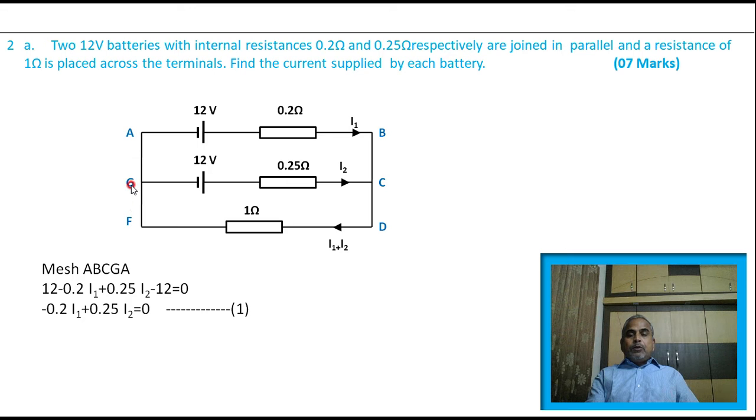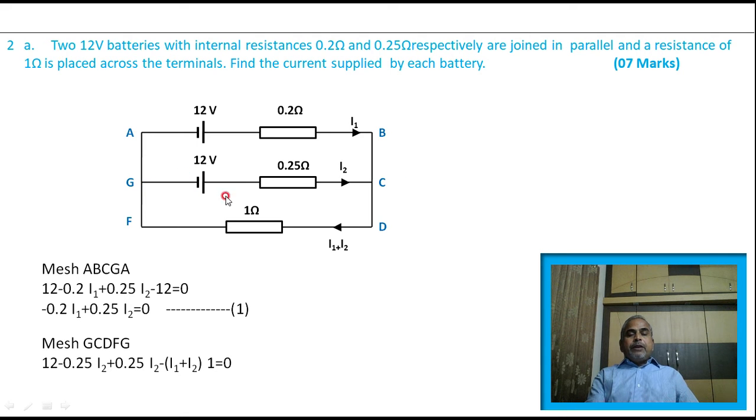Then the next loop I am considering here is GCDFG. That is, I'll write here the mesh G, C, D, F and back to G. Then the mesh equation, as I'm writing here. Now we are moving from G to C here. You look into the mesh G to C, C to D, D to F, F to G. In the same direction we will move, that is F to C.